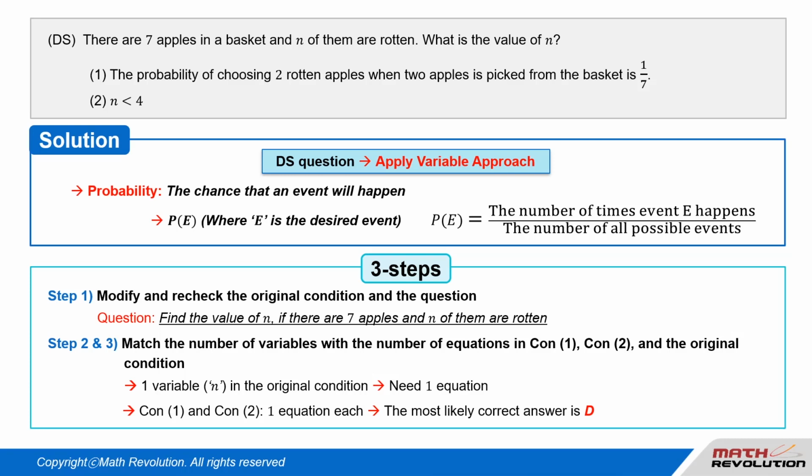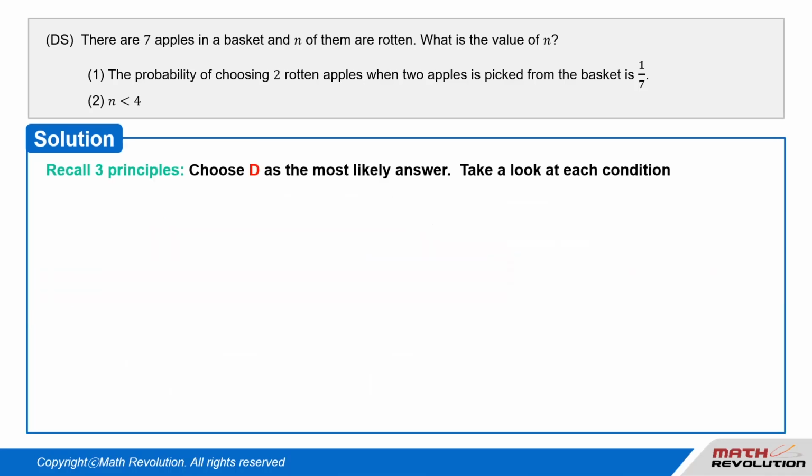From the original condition, we have one variable, n. To match the number of variables with the number of equations, we need one equation. Since conditions 1 and 2 will provide one equation each, D would most likely be the answer. Recall 3 principles and choose D as the most likely answer. Let's take a look at each condition.